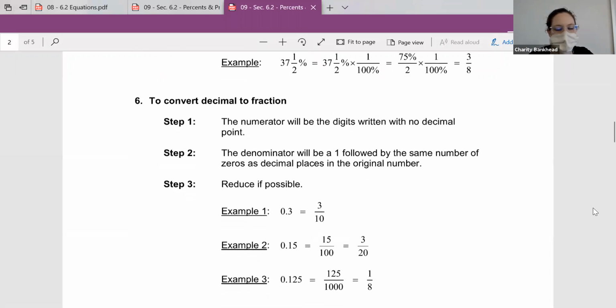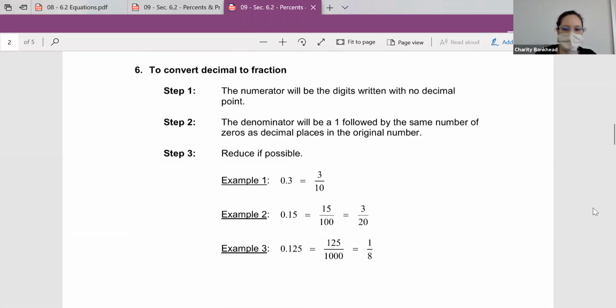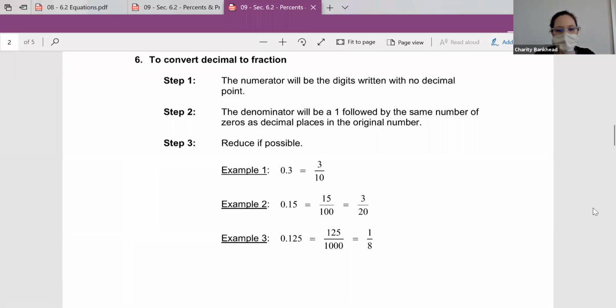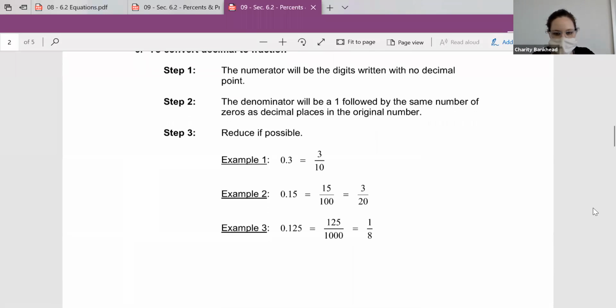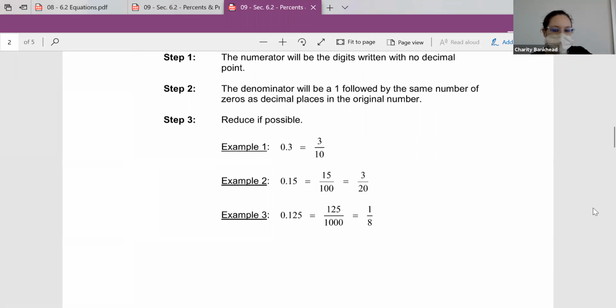All right, and we talked about this before, also converting from a decimal to a fraction. So 0.3 is the same thing as 3/10, so you can just write it as 3 over 10. 0.15 is the same thing as 15 100ths, so you can write it as 15 over 100 and then reduce that.